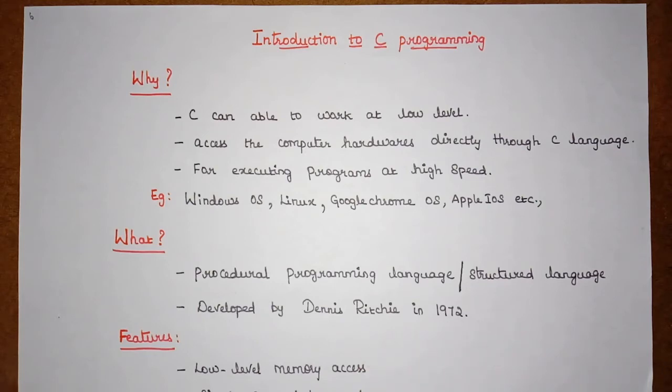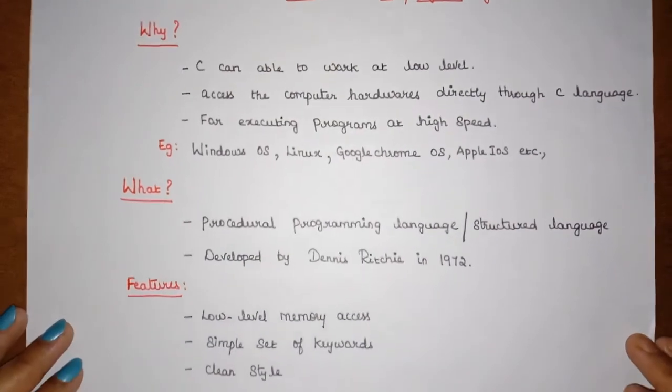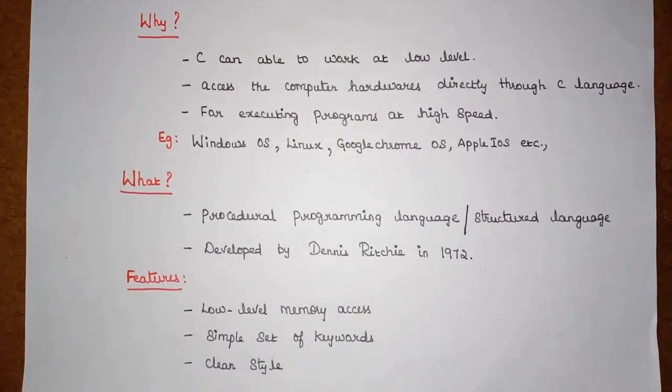Coming to the features of C programming, it has low level memory access. As I mentioned earlier, it can access the computer hardware directly. This is the main feature we can say. It has low level memory access, which means it can execute programs at high speed. Then it has a simple set of keywords. There are keywords available in C, and we can make use of those keywords for writing programs. And the next one is clean style.